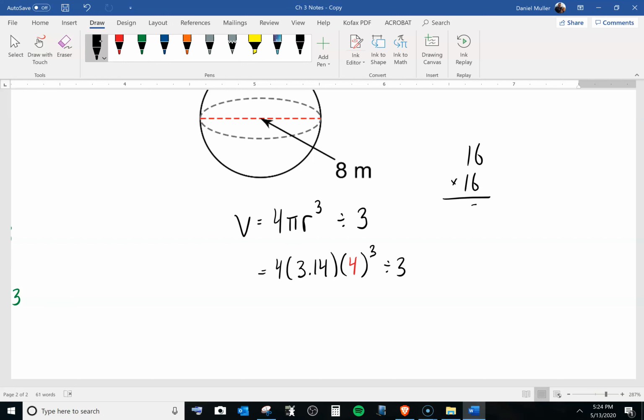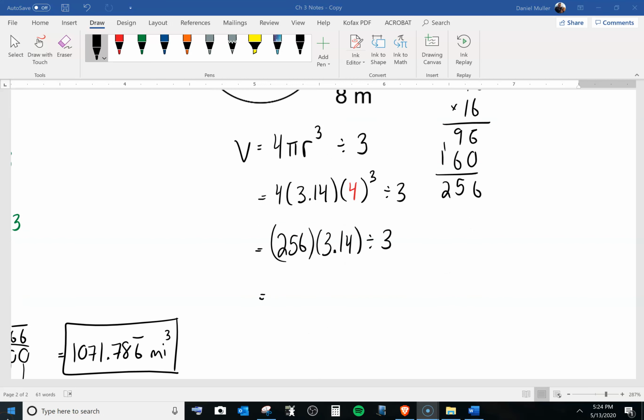6 times 6 is 36. Carry the 3. 6, 7, 8, 9. So 96, 0. And then 1 times 6 is 6. 1 times 1. So I get a 6. 9 and 6 is 15. So 256. So I get 256 times 3.14. And then take that number and divide that by 3. So I can do some long division.